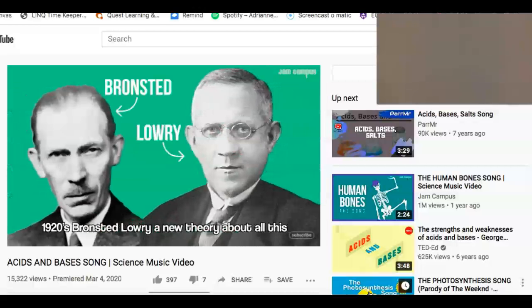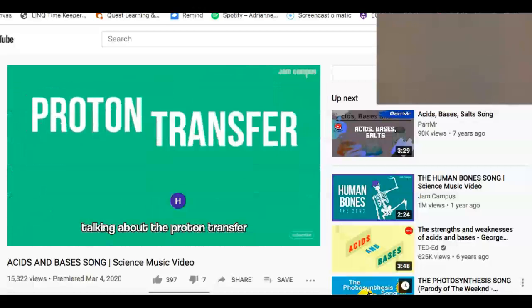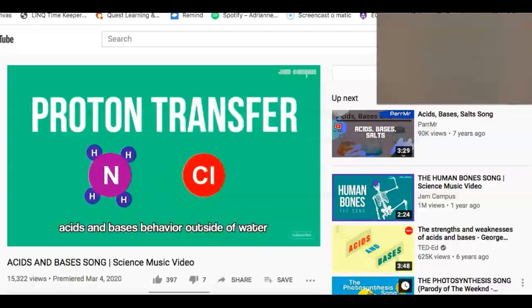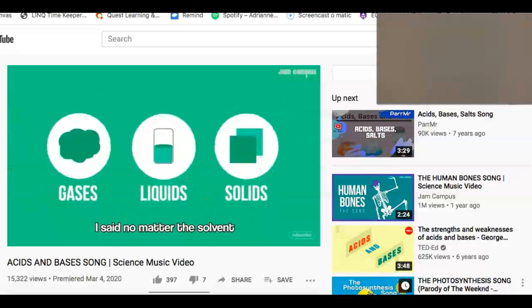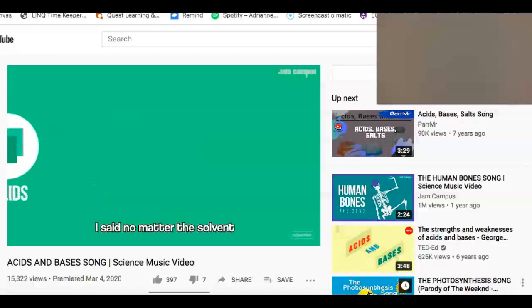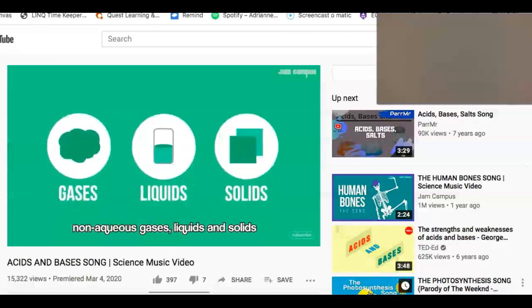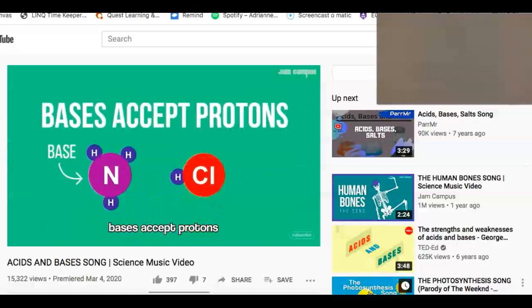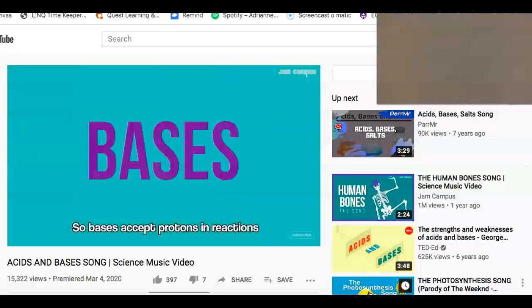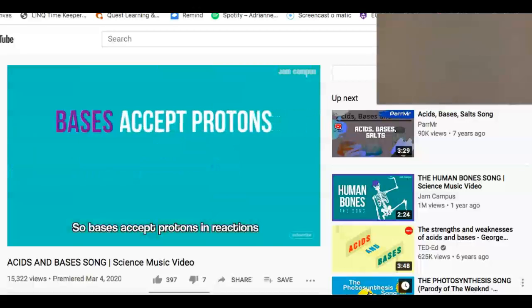1920s, a new theory about all this. Talking about the proton transfer. Acid and bases behaving outside of water. Said no matter the solvent. The aqueous gases, liquids and solids. Acids donate protons. Bases accept protons.